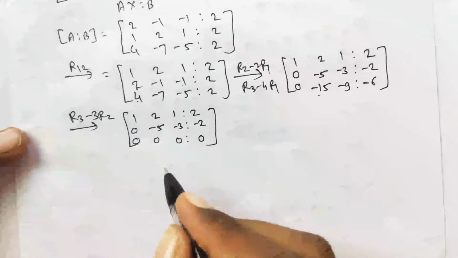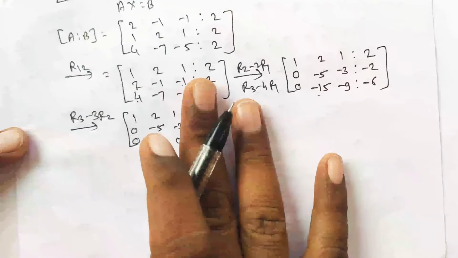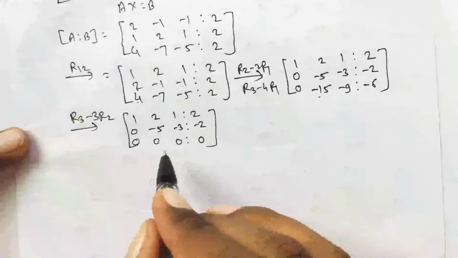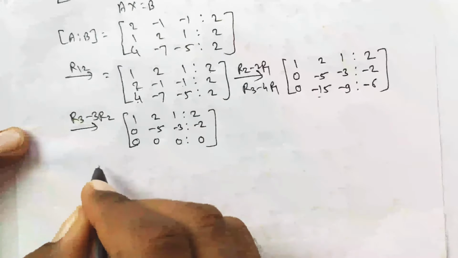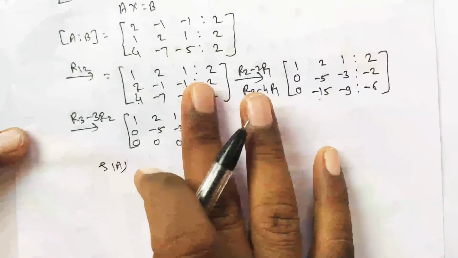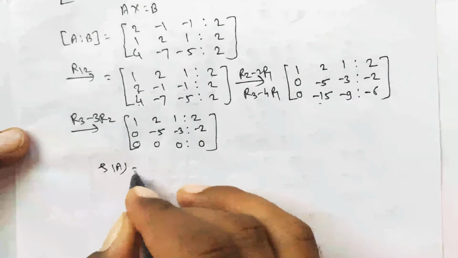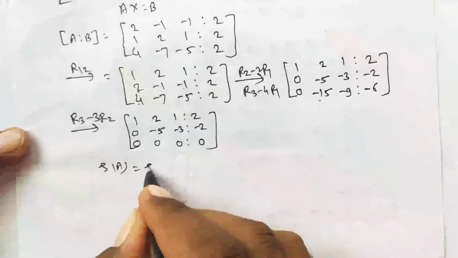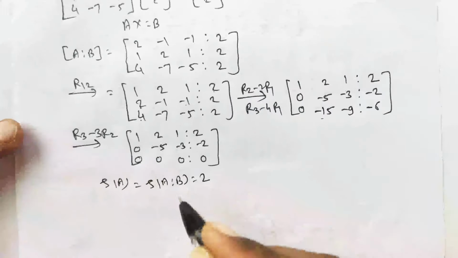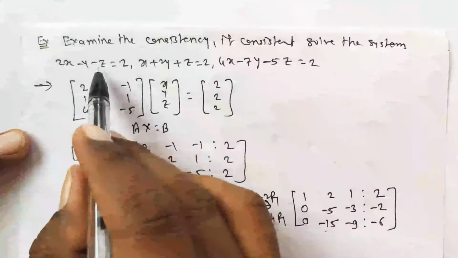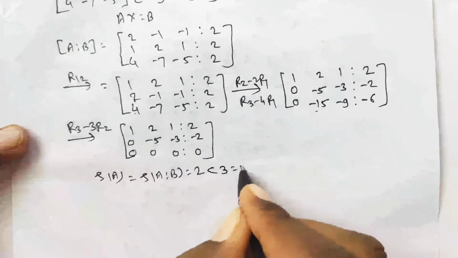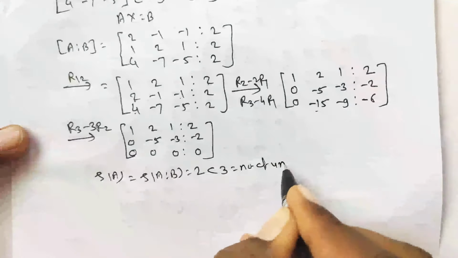Now observe this matrix carefully. The matrix A is this. So what is the rank of matrix A? That is 3, and the rank of AB is also 3. No, not 3. The rank of matrix A is 2 here, because the number of non-zero rows are 1 and 2, and the rank of AB is also 2. So rank of A is equal to rank of AB equal to 2. But the number of unknowns x, y, z is 3, so rank 2 is less than 3, and 3 is the number of unknowns.